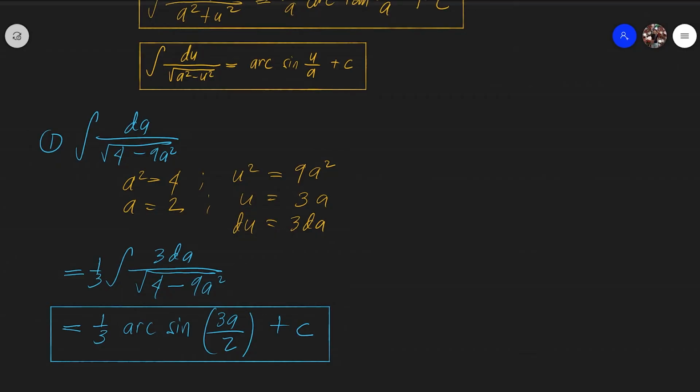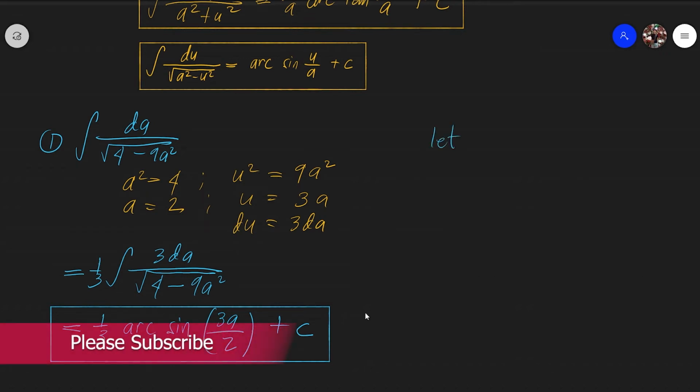Okay, so how do we check our answer? The same principle, of course, is that we differentiate our answer. And if we arrive at the same function, then that means that our answer is correct. So we'll just need to differentiate this one. So this is our answer.